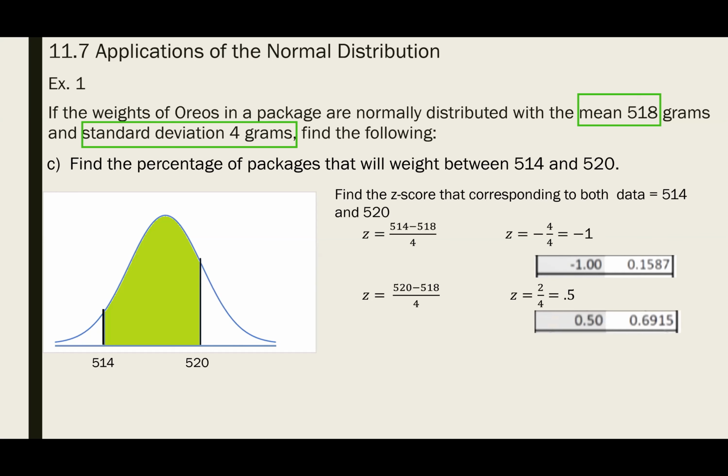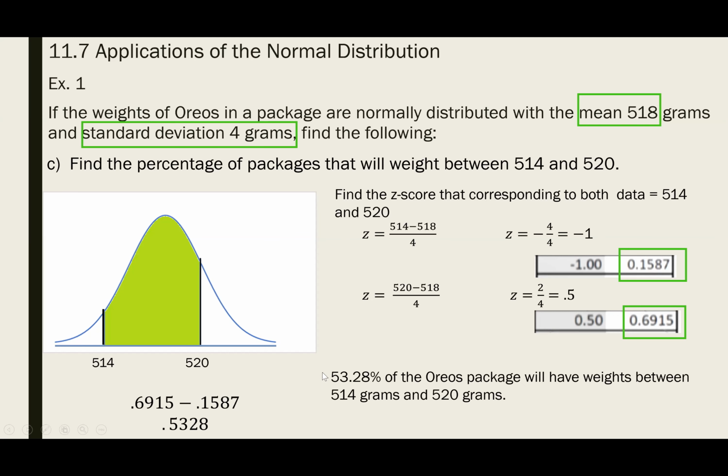What do I do with these two numbers? What do I do with these two areas? Reminder, because we find the area in between, we need to take these two areas and subtract them. So what I have is 0.6915 minus 0.1587. I will have 0.5328, meaning there are 53.28% of the oil packages that will be between this weight.